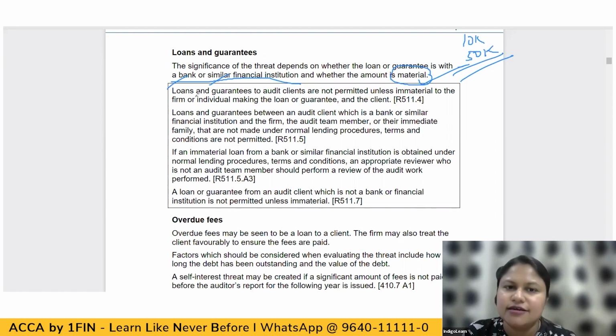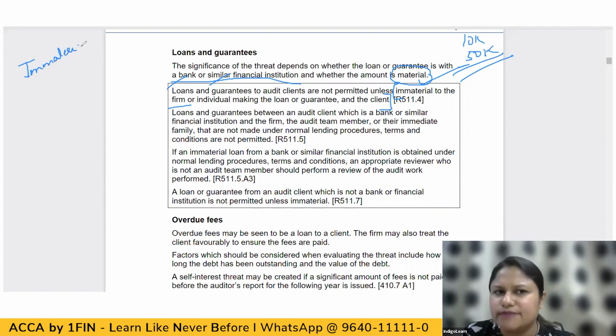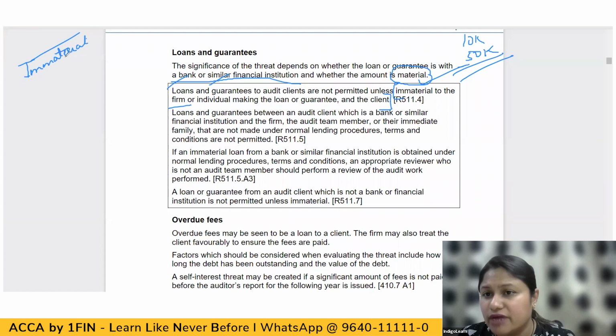Got it? Then, loans and guarantees to the audit client are not permitted unless they are immaterial to the firm or individual making the loan or guarantee and the client. So if the amounts are immaterial, then you can take, no problem, absolutely. Take and give, we have no problem. But if they're definitely material, then we are not going to allow you to be the auditor of that particular client, because there'll be something which is going to influence you. Got it? Then, this is important.